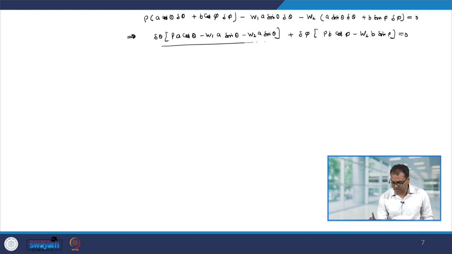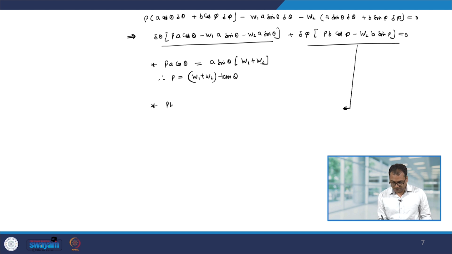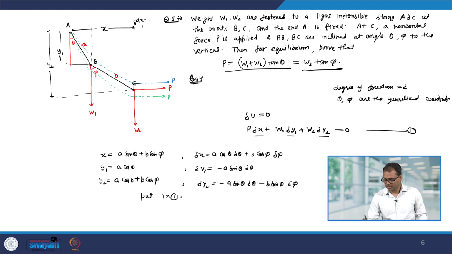So, let us first see this. So, we have P a cos theta equal to a sin theta (w1 plus w2), and this gives you P equal to (w1 plus w2) tan theta. This is something that was asked in the question statement. Now, let us look at this equation. So, this gives you P b cos phi equal to w2 b sin phi, and this gives you P equal to w2 tan phi. This was also something that was asked in the question.